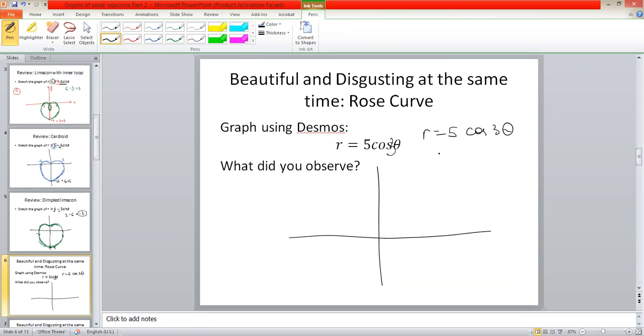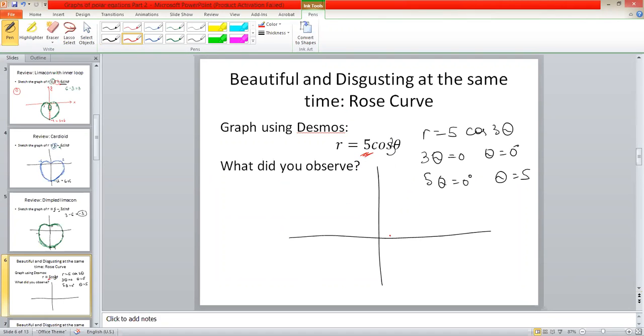And why does it start at 0? Well, because cosine is maximum at 0. And whenever I'm going to solve an equation of 3 theta equals 0, theta is at 0. Or 5 theta equals 0, theta is still at 0, and so forth. That's why whenever you graph a rose curve for cosine, it will always start at 0. And the length of this petal will be 5 units.